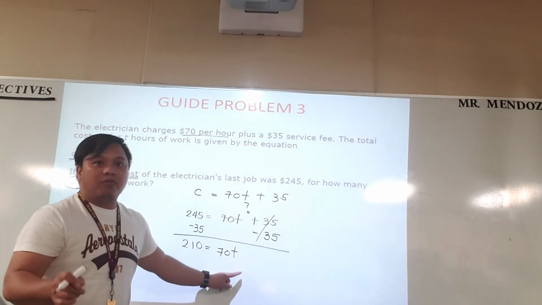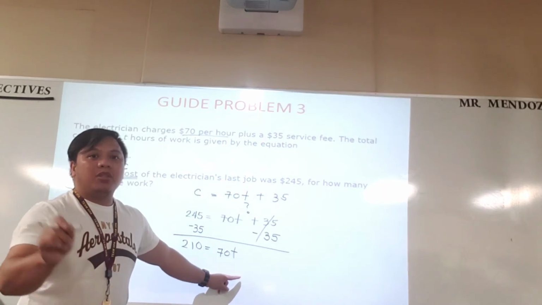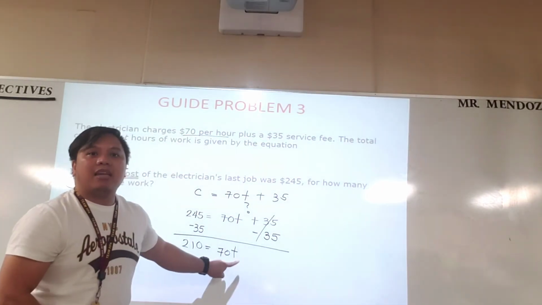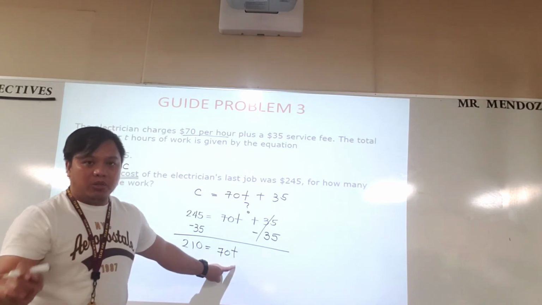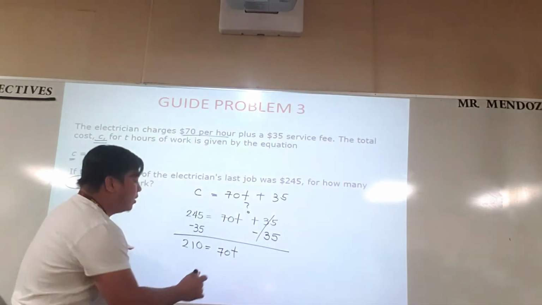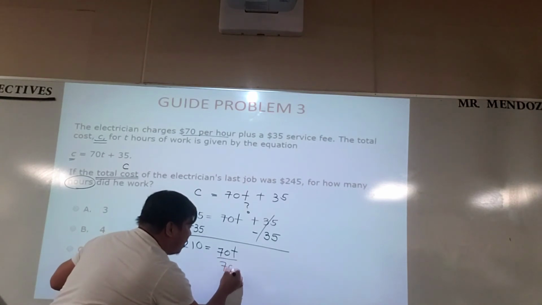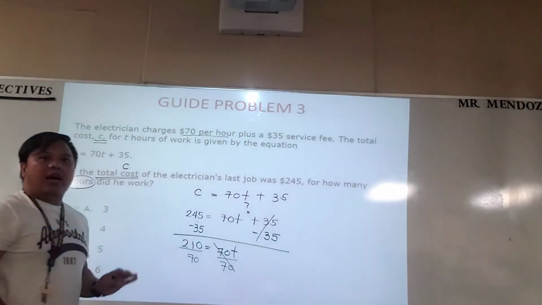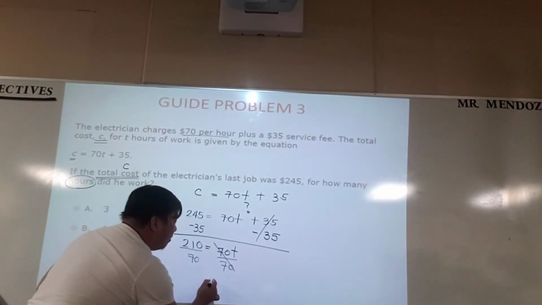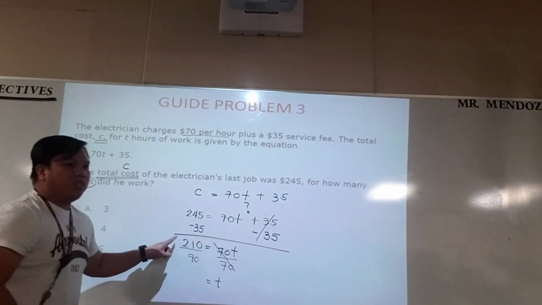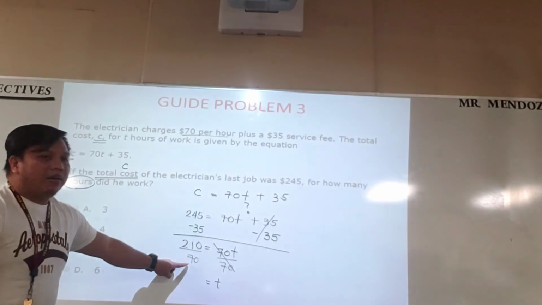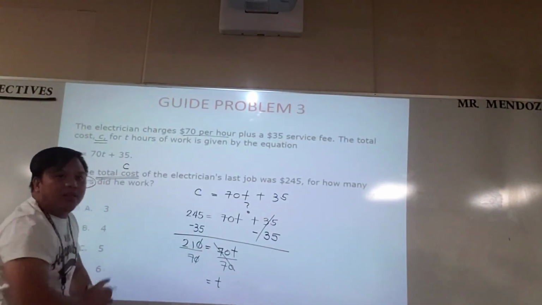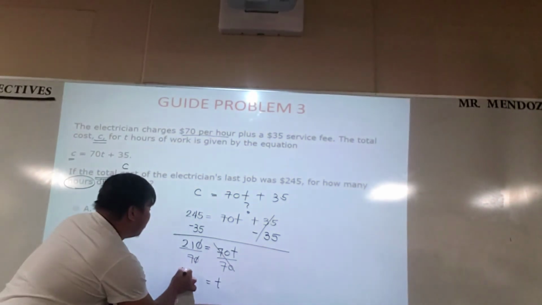So how are you going to solve for T? What's the inverse of multiplication? Division. What's the partner of T? It's 70. So that's the one that we're going to divide on both sides. We divide this by 70 and we divide this by 70. I can cancel this out. And what's going to be the time? What is 210 divided by 70? You can cancel the two zeros. What is 21 divided by 7? That's going to be 3.